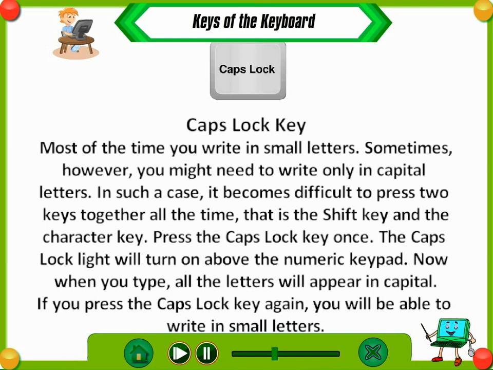Press the caps lock key once. The caps lock light will turn on above the numeric keypad. Now when you type, all the letters will appear in capital. If you press the caps lock key again, you will be able to write in small letters.